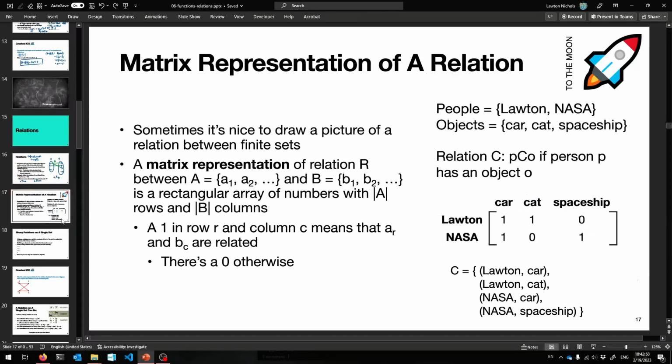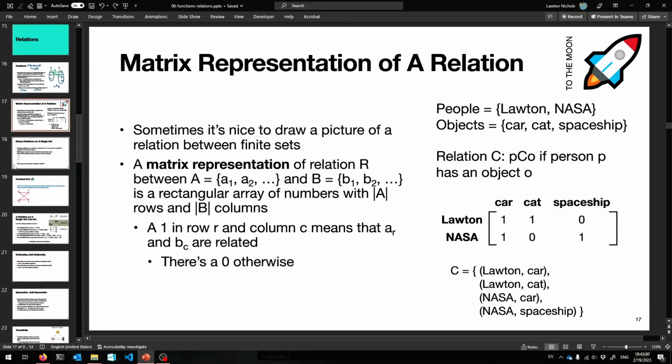And I think in your homework, I'll be asking you to use a matrix form as well as this ordered pair form. So now you know.